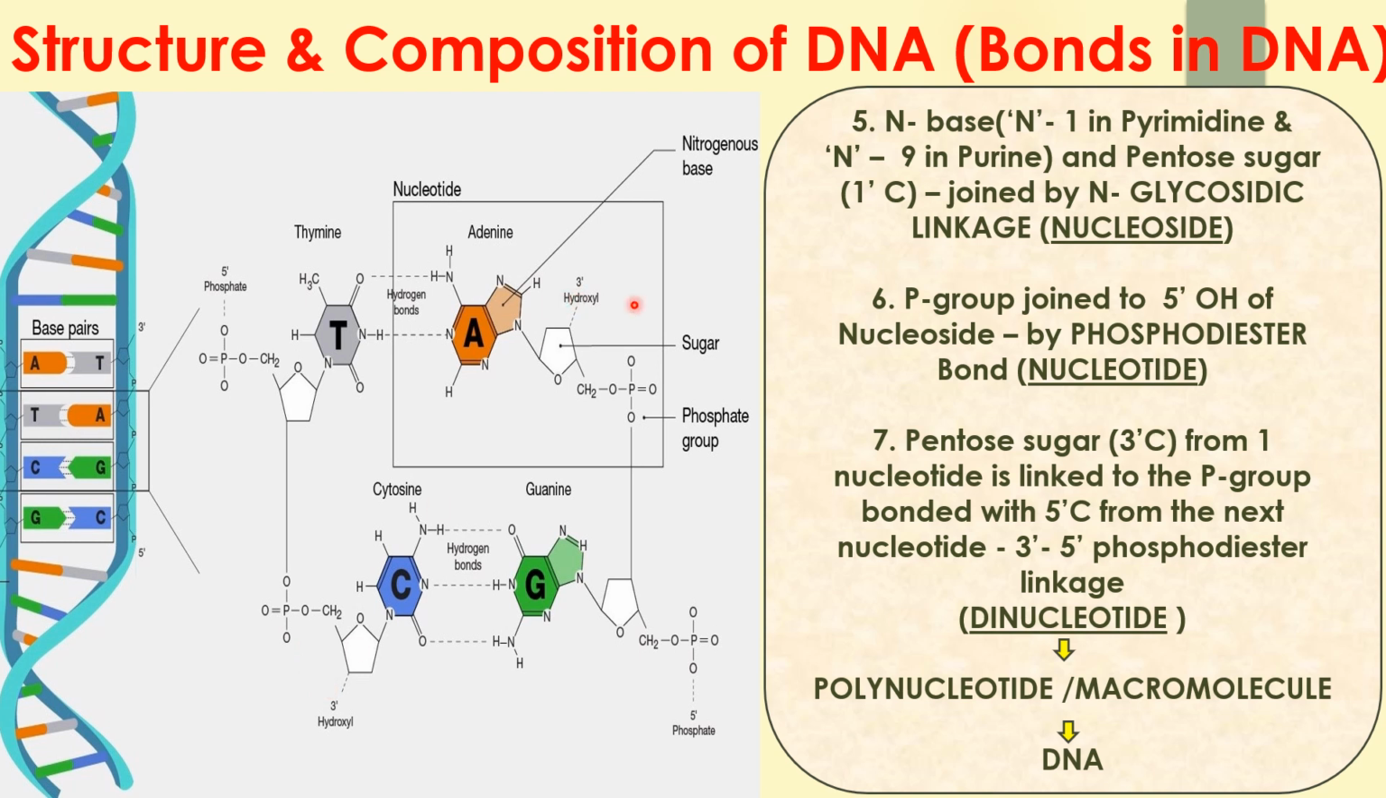Okay. So these two are dinucleotides. Several dinucleotides or several nucleotides form the polynucleotide or macromolecule. Hence, this macromolecule is termed DNA. I hope the bondages are clear. These are the very important bonds, glycosidic bonds and phosphodiester bonds, which must be remembered.